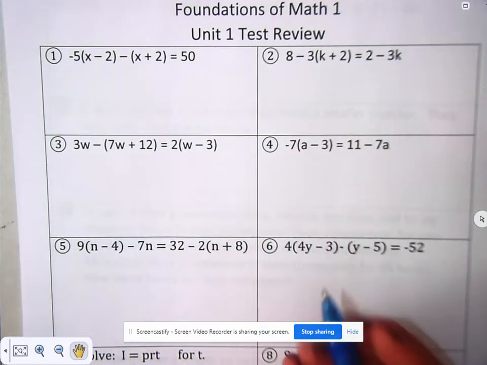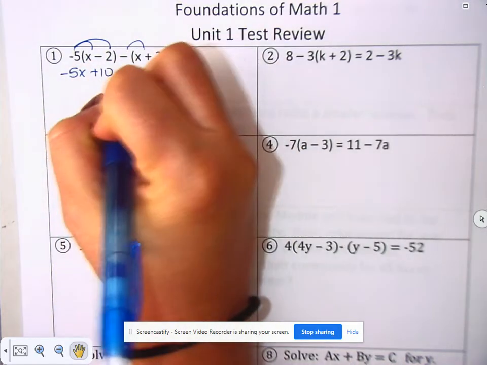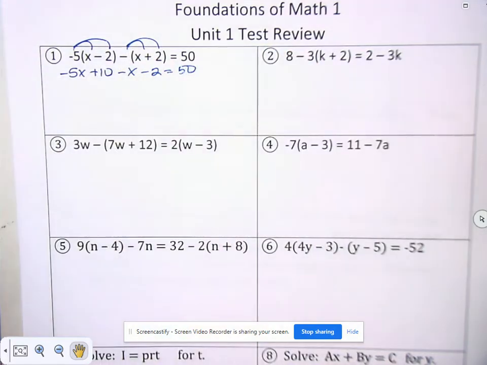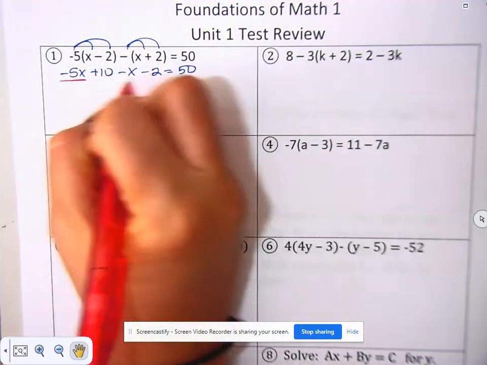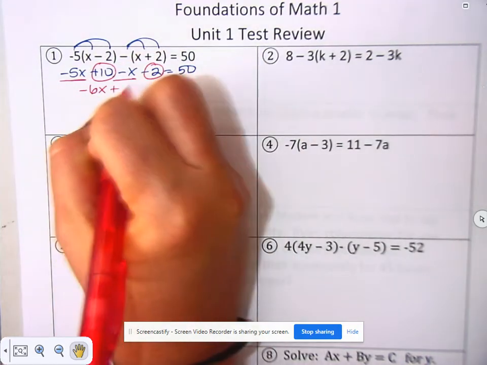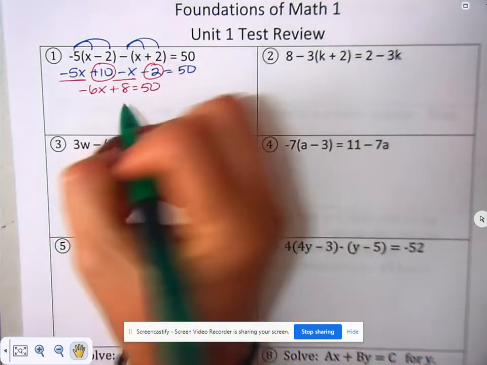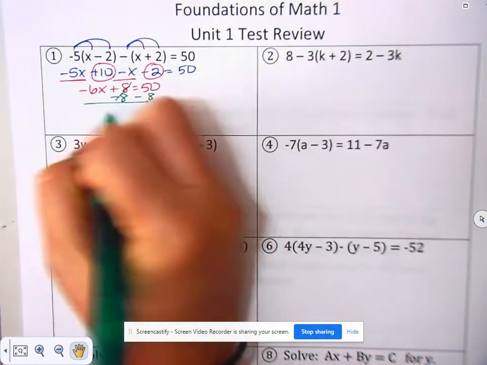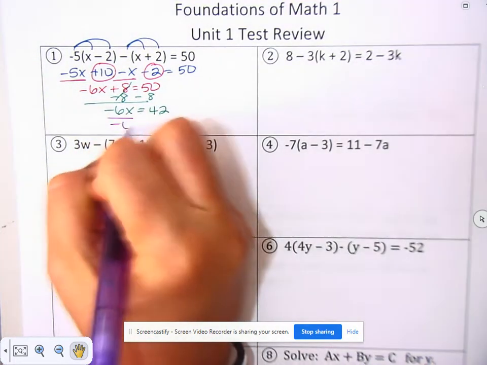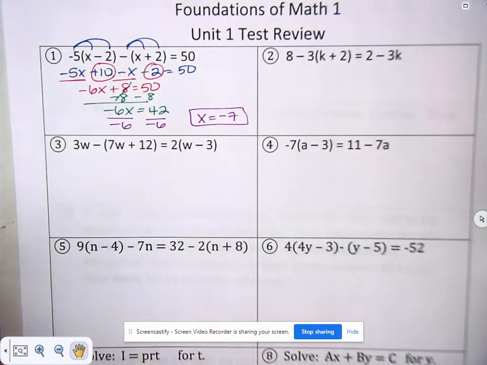All right. So I'm going to start with number 1 using my distributive property. So that's going to give me negative 5x plus 10 minus 1x minus 2. Combine like terms on the same side. So that negative 5 minus 1 is negative 6. And 10 minus 2 is 8. Subtract 8 on both sides. And then divide by negative 6, and x should equal negative 7.